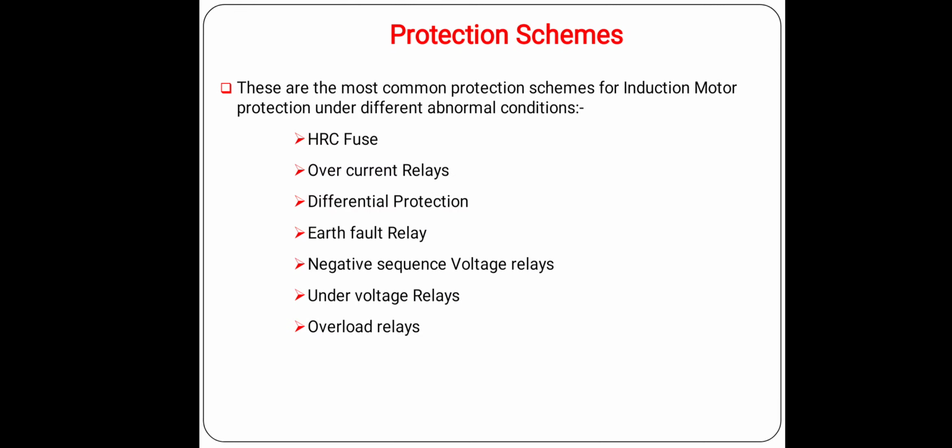Now these are some protection schemes we use for induction motor protection. It is basically HRC fuse, overcurrent relays, differential protection scheme, earth fault relay, negative sequence voltage relays, under voltage relays, and overload relays. Most of these protection schemes we already studied in generator protection, and the working principle of the protection schemes we earlier used in generator protection is the same, but we will discuss these types of protection schemes one by one in further lectures.